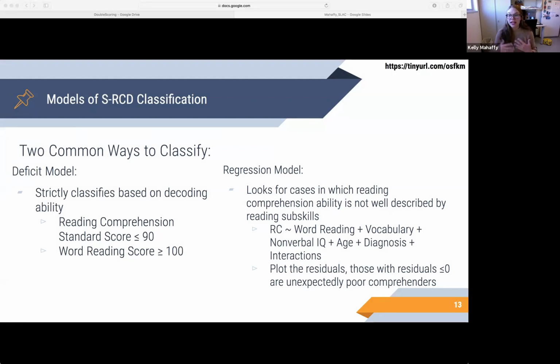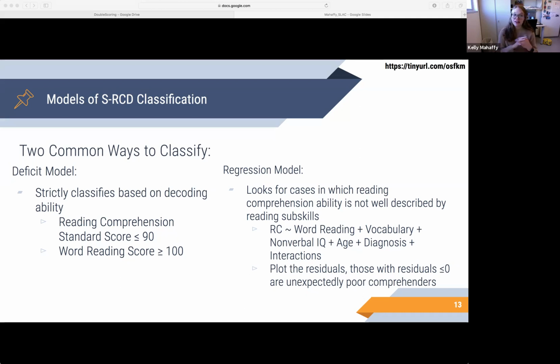So next, we got into the two most common ways that we classify participants as specific reading comprehension deficit. You may have heard of this diagnosis before, probably not. This is not a diagnosis that kids typically get from school or even a doctor. This is not a diagnosis that we trade in the same way as we give dyslexia diagnoses. And so this is something we really only classify in samples that we are looking at for research. And there are a few ways that labs have commonly done this in the past.